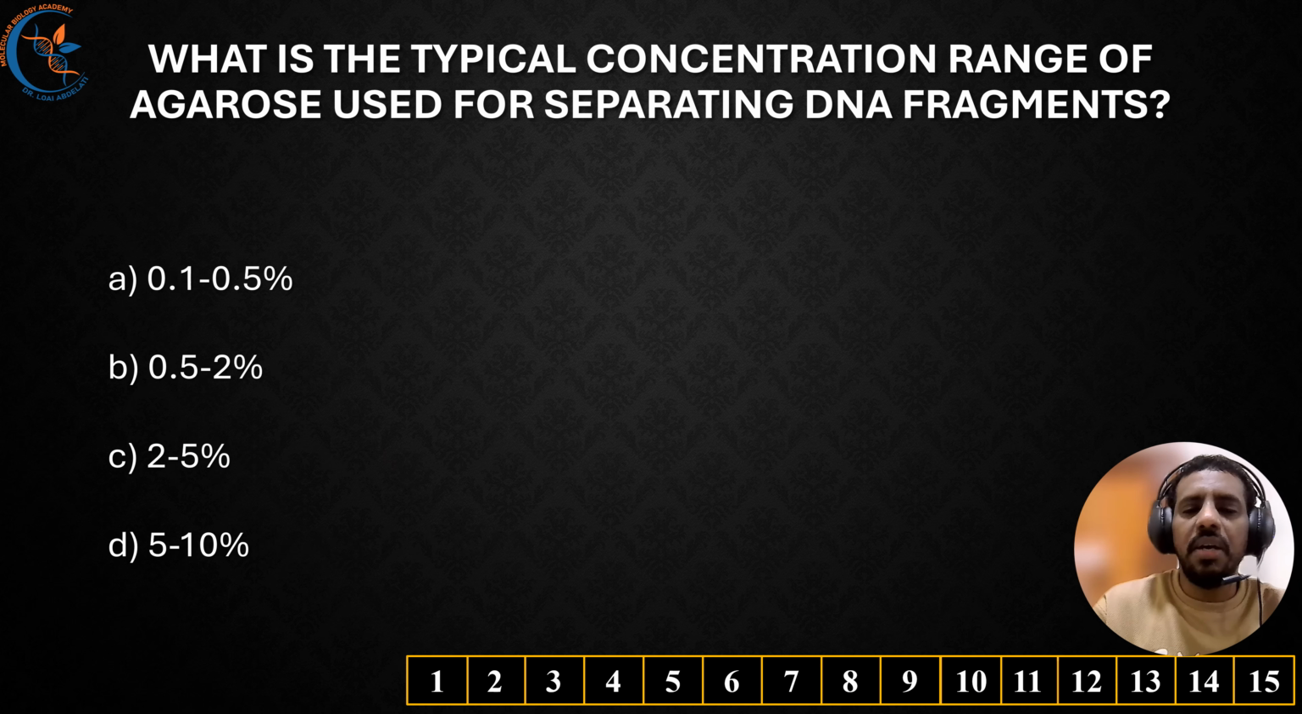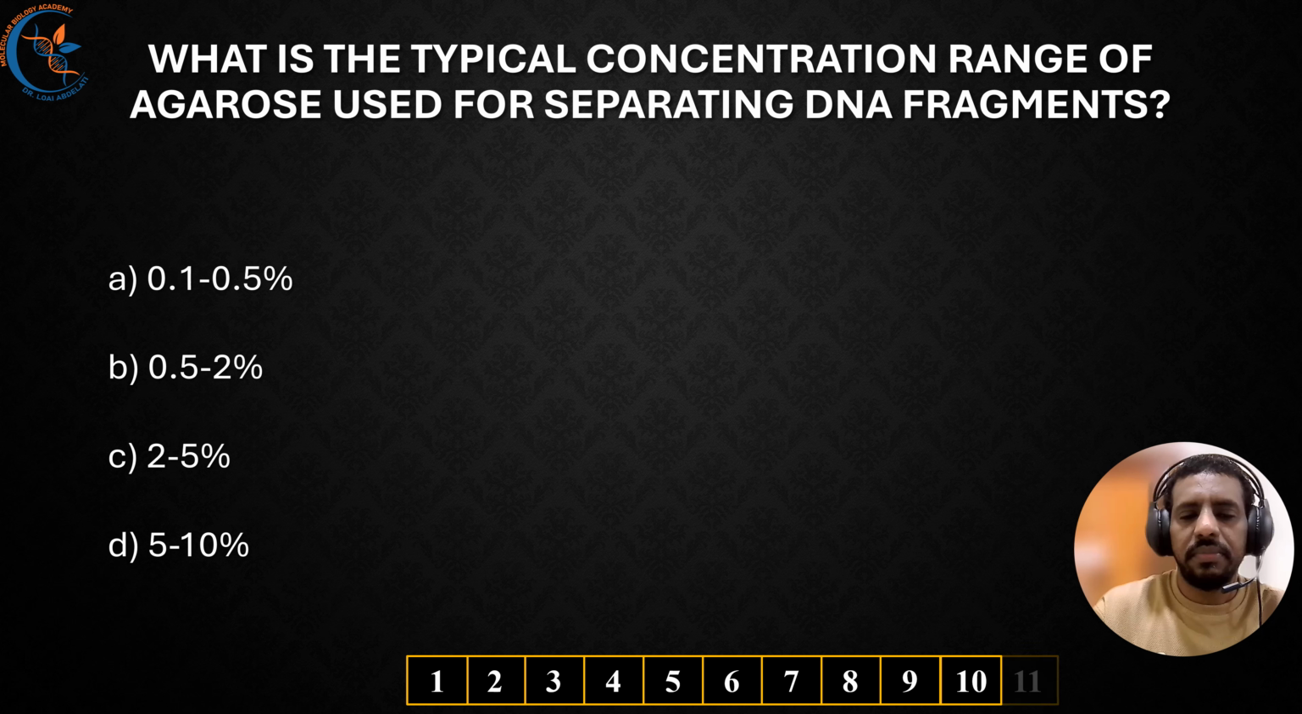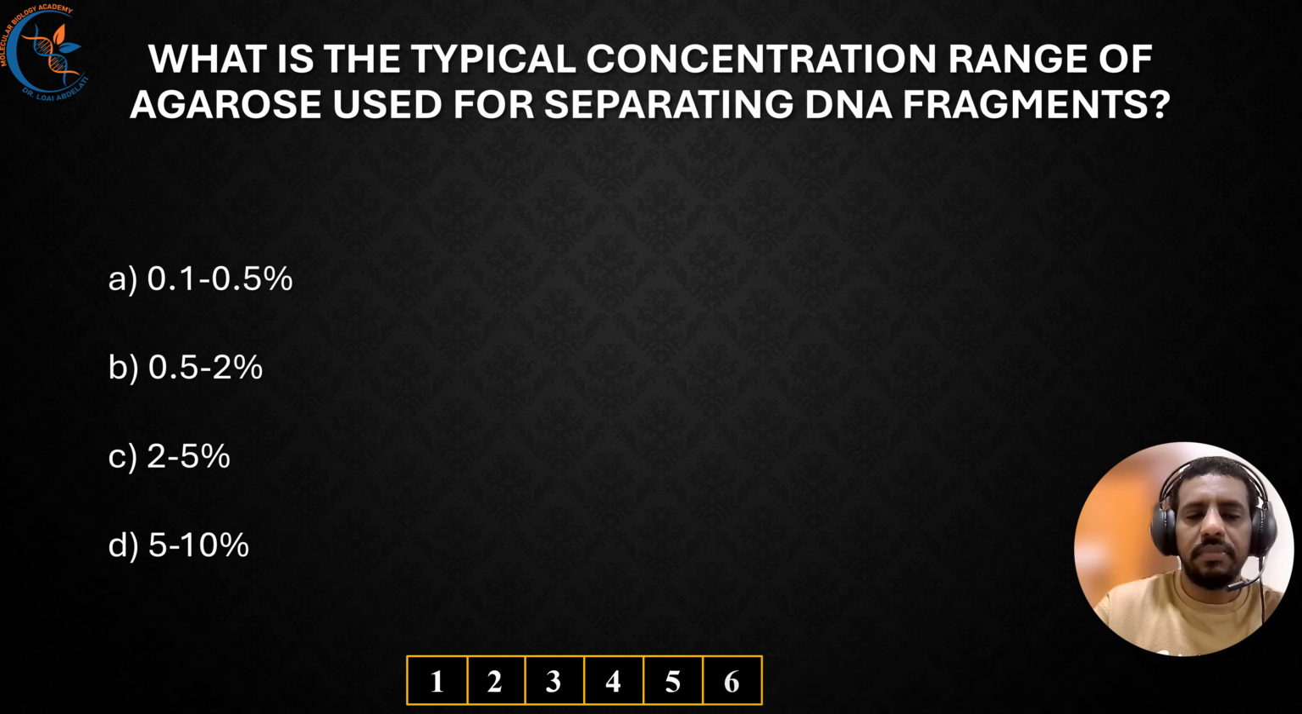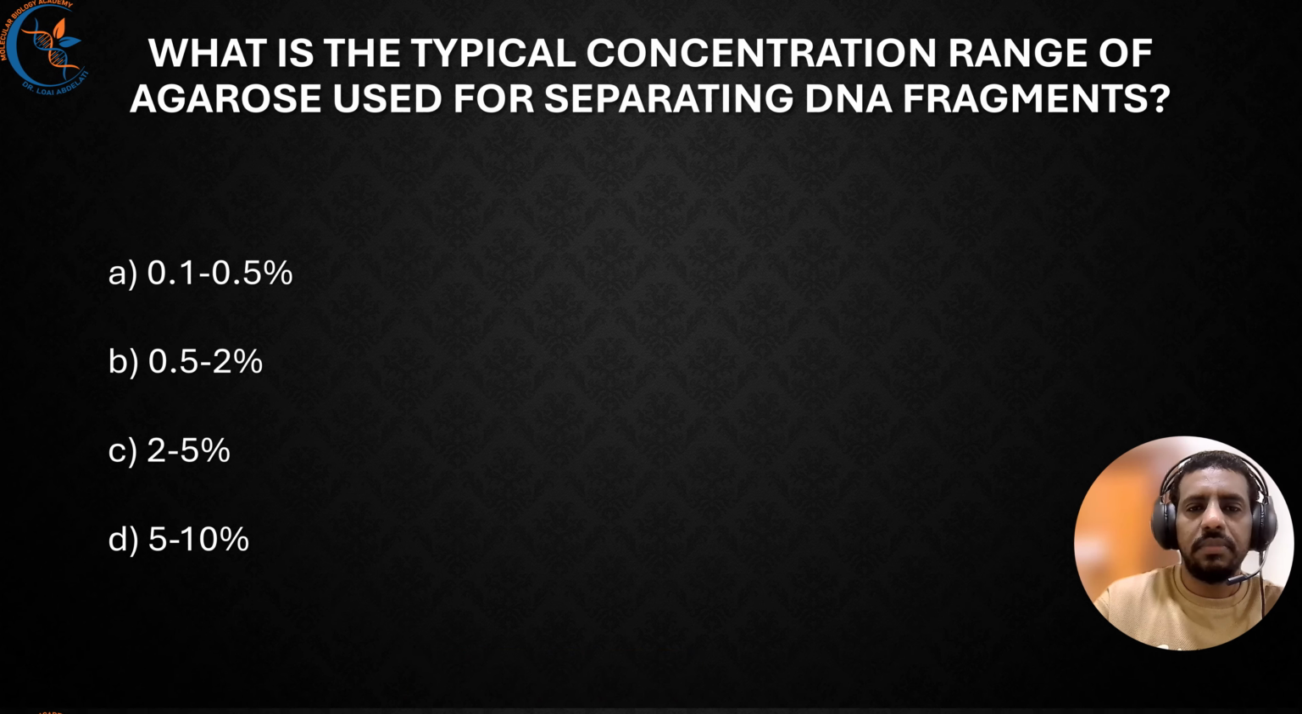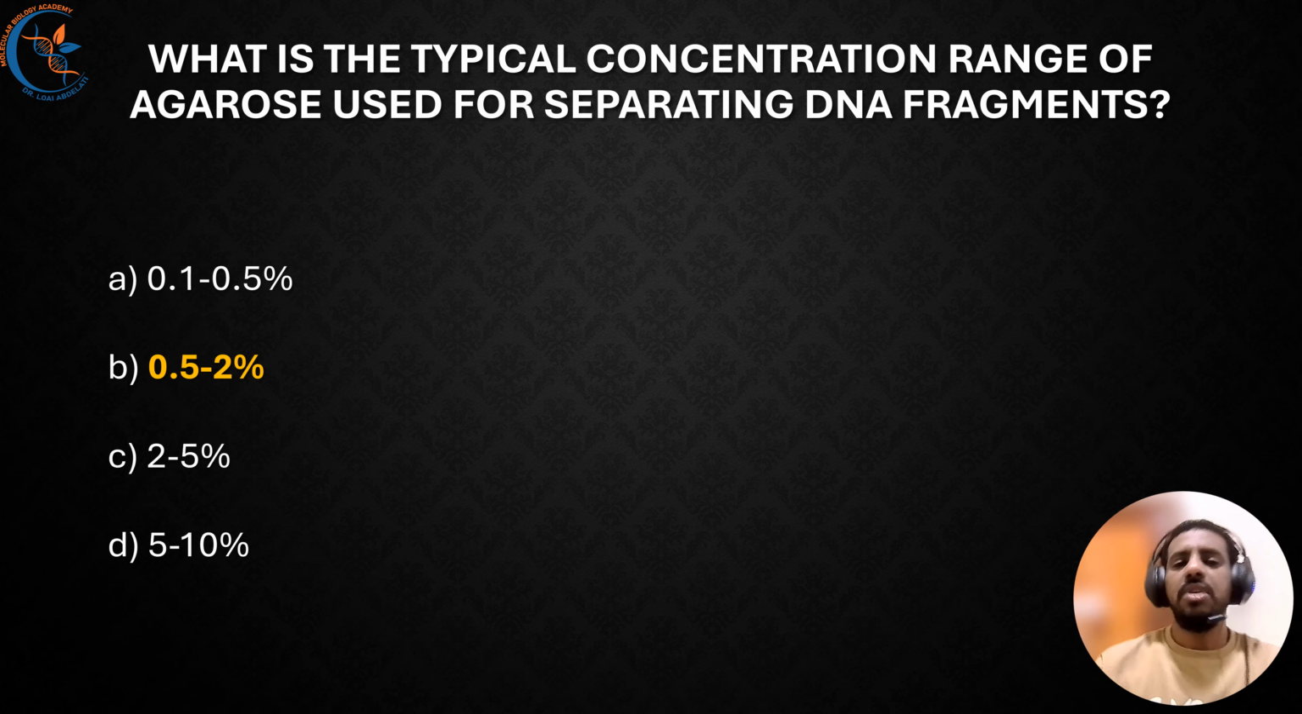All right, the question here: what is the typical concentration range of agarose used for separating DNA fragments? Actually, agarose gels with a concentration between 0.5% to 2% are commonly used to separate DNA fragments of various sizes. All right, let's move on.